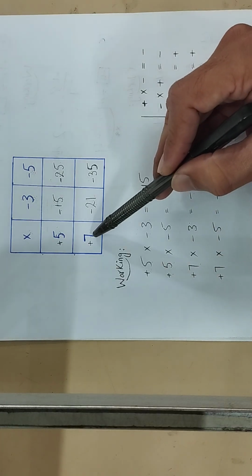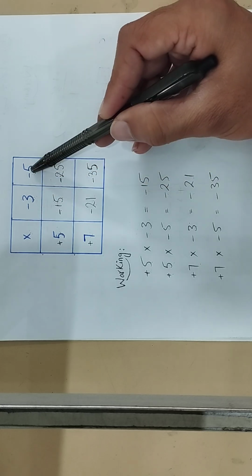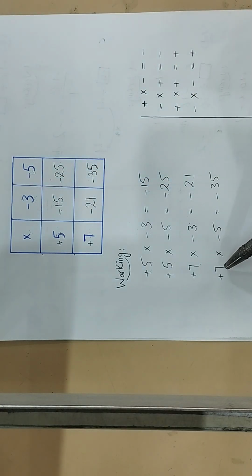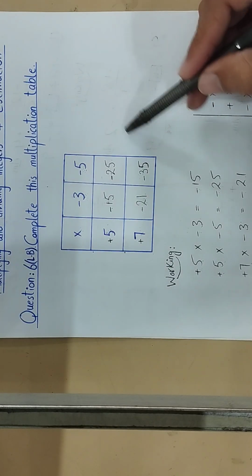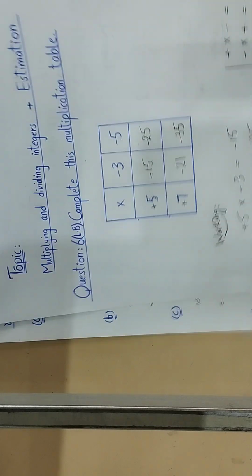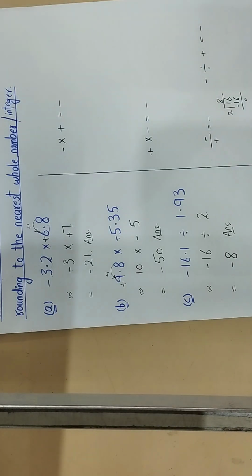Then plus 7 multiply minus 5. 7 5s are 35 and plus multiply minus is equal to minus. So this is the method to fill up the multiplication table. Now let's move on to the next question.